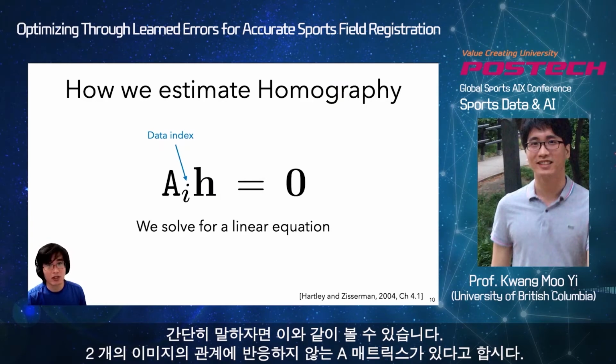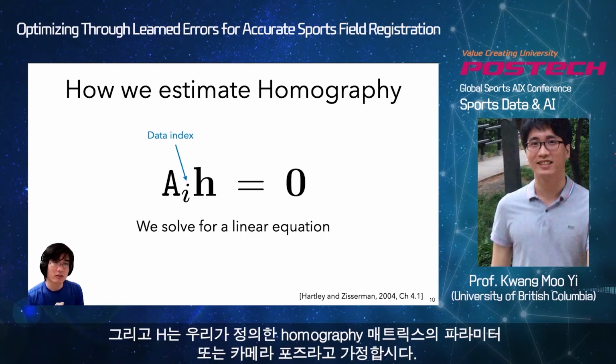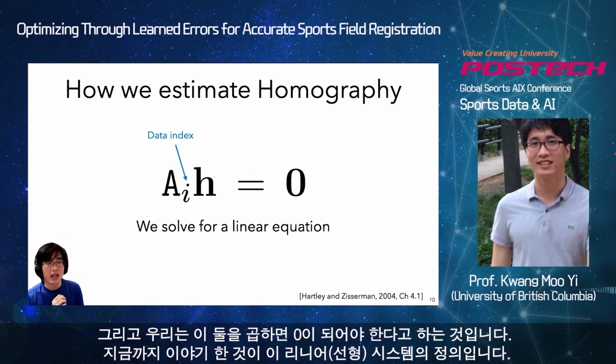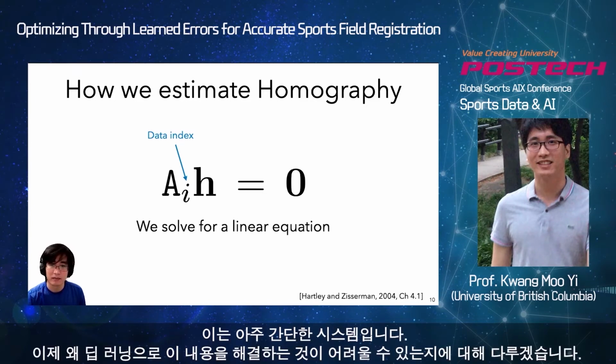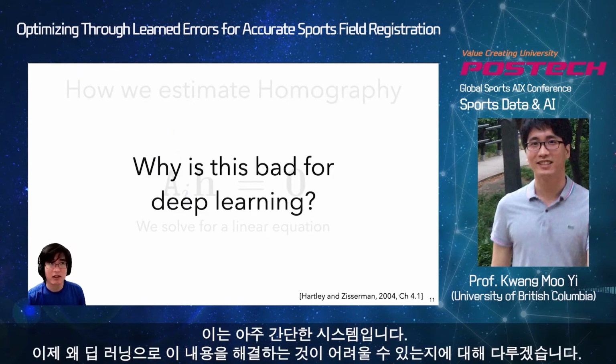Or simply put, it looks something like this. You have matrix A, which corresponds to the relationship between two images, and H, which is the parameter of the homography matrix or the camera pose that we define. Then we basically say that when you multiply the two, you need to get 0. This is how the system is defined, and it's a linear system. All we need to do now is find the H that satisfies this equation, and then you know the camera pose. That's a simple system. Now I'm going to talk a little bit about why this might be potentially harmful to solve with deep learning.